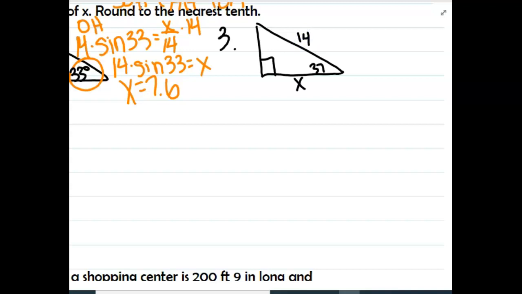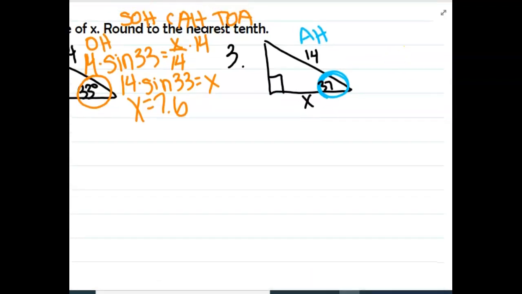So the first thing you have to do is decide which of these ratios we are going to use. I'm given this angle right here, because remember the sine, cosine, and tangent is in relation to that angle. It's in relation to a 37-degree angle. So in relation to this angle, is that x the opposite, hypotenuse or adjacent? It's the adjacent. And the 14 is the hypotenuse. So I have an A and an H. So it's the C, C-A-H. So we are going to use cosine.